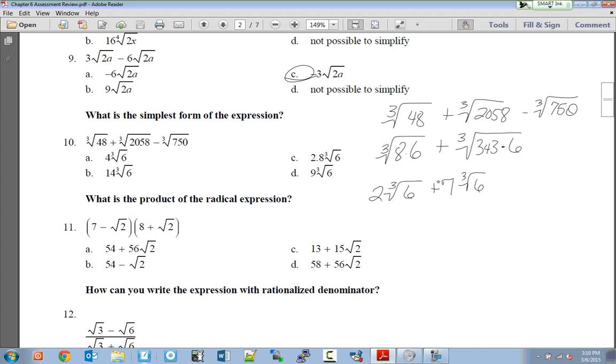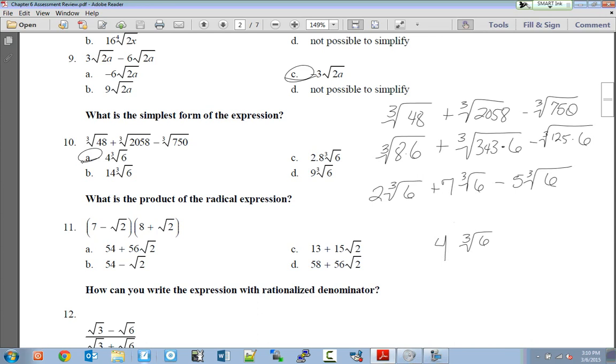So now, for these two at least, we've got our indexes and our radicands the same. Let's see if we can do that with this. We know we're going to have to do times 6, so just do 750 divided by 6, and that gives you 125. Well, the cubed root of 125 is just 5 times the cubed root of 6. So now we have the cubed root of 6: 2 plus 7 is 9, minus 5 is 4. So the answer is 4 cubed root of 6. So the answer is A.